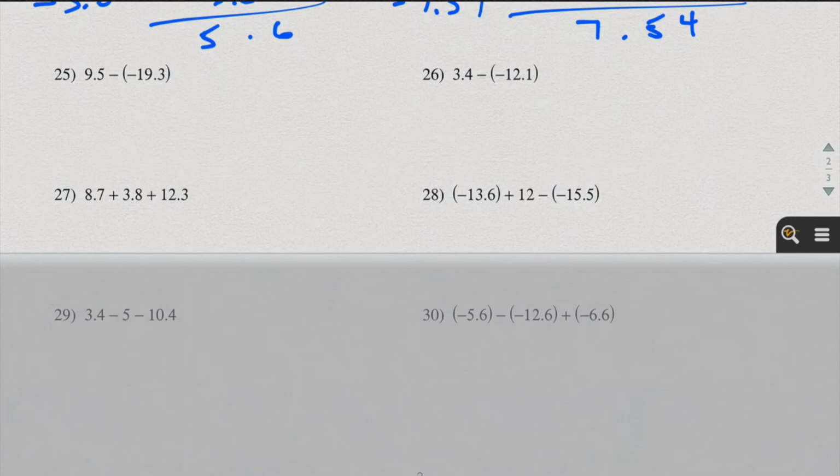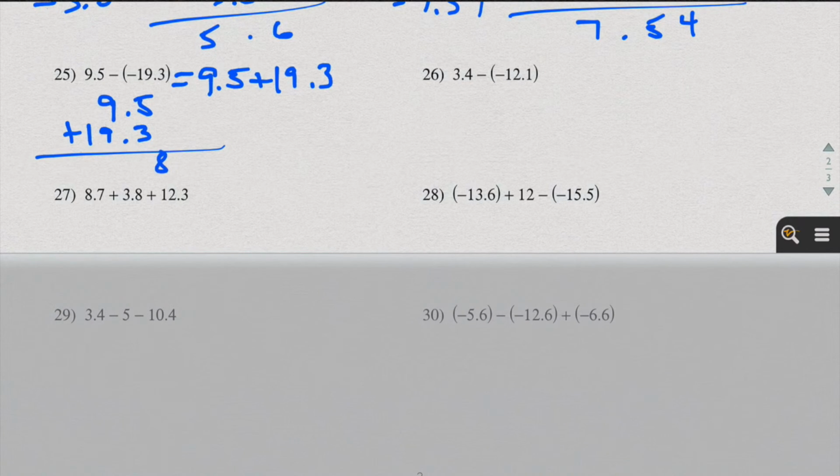Okay, number 25. 9.5 minus negative 19.3. So we want to go ahead and rewrite that so we don't have two negatives next to each other, so we get 9.5, a minus and minus becomes a positive, 19.3. So let's just go ahead and add those like we normally would. 5 plus 3 is 8, 9 plus 9 is 18, 1 plus 1 is 2, so we get 28.8.